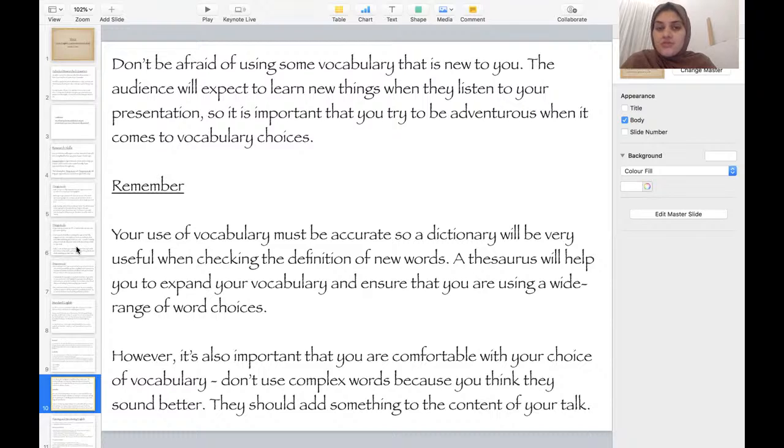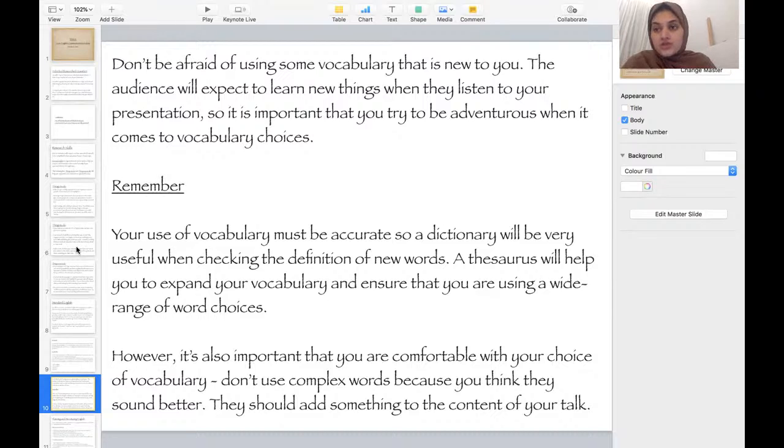So don't be afraid of using some vocabulary that is new to you. The audience will expect you to learn new things when they listen to your presentation, so it's important that you try to be adventurous when it comes to vocabulary choices, okay? So remember, your use of vocabulary must be very accurate, so a dictionary will be very useful when checking the definition of new words. A thesaurus will help you to expand your vocabulary and ensure that you are using a wide range of word choices.